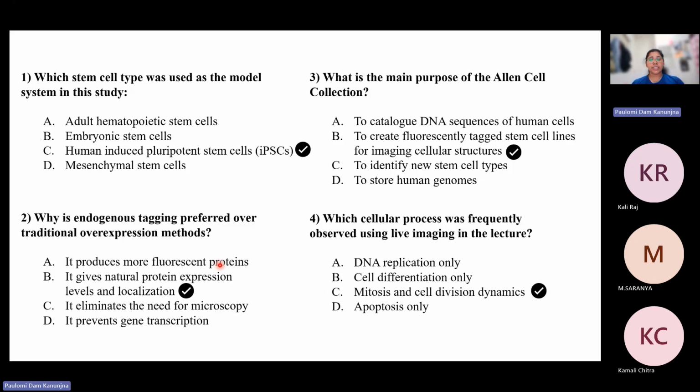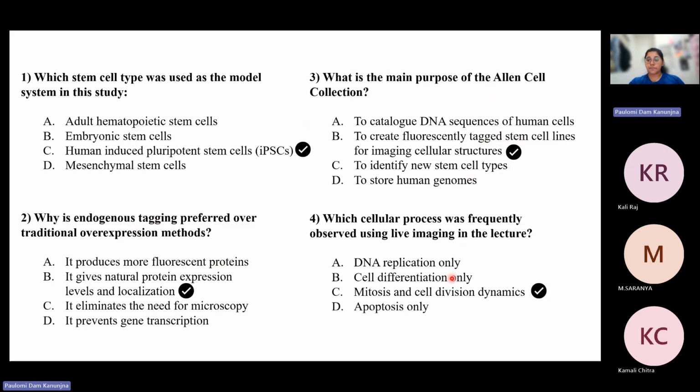Instead, when you're overexpressing, there could be artifacts, like the protein is abnormally located, or it goes haywire, or something else goes aberrant along with the overexpression. So there can be many problems which you can encounter if you do overexpression. So endogenously tagging the genes or the cells is a better option. And this we already know, that the Allen Cell collection is for creating a library or a collection of all these stem cell lines.